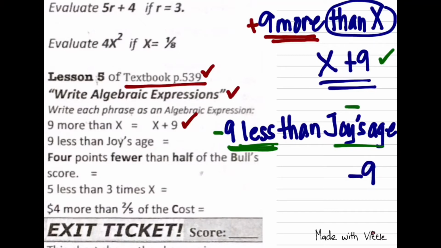But which part will be at the beginning of our expression? It will be Joy's age. And do we know Joy's age? No. So we're just going to use a variable to represent Joy's age. You may use J to represent her age, or letter A to represent Joy's age. Therefore, our algebraic expression should be J minus 9. And if you switch them around, it's going to be wrong. So 9 less than Joy's age should be written J minus 9.